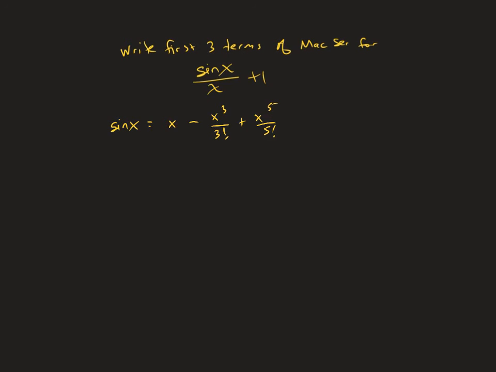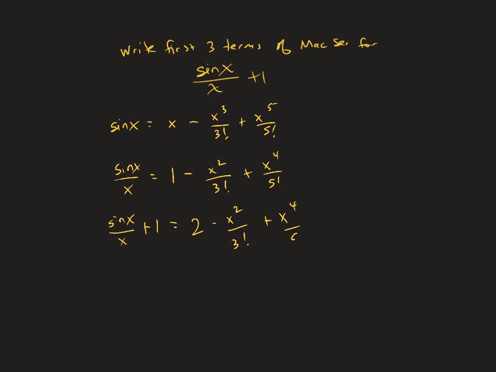So now I want to make a modification in PEMDAS order, so I'm going to divide everything by x, which reduces all the powers on the x's by 1. And then I want to add the 1. So when I add the 1, of course, that's only going to affect that first term, because it only gets combined with like terms, right, when you add. So those would be the first 3 terms of that Maclaurin series.